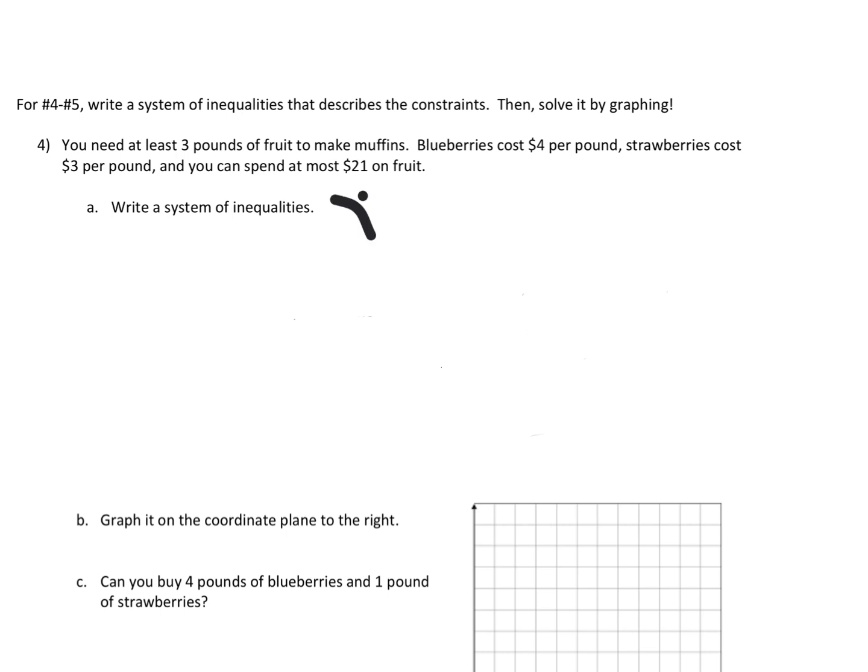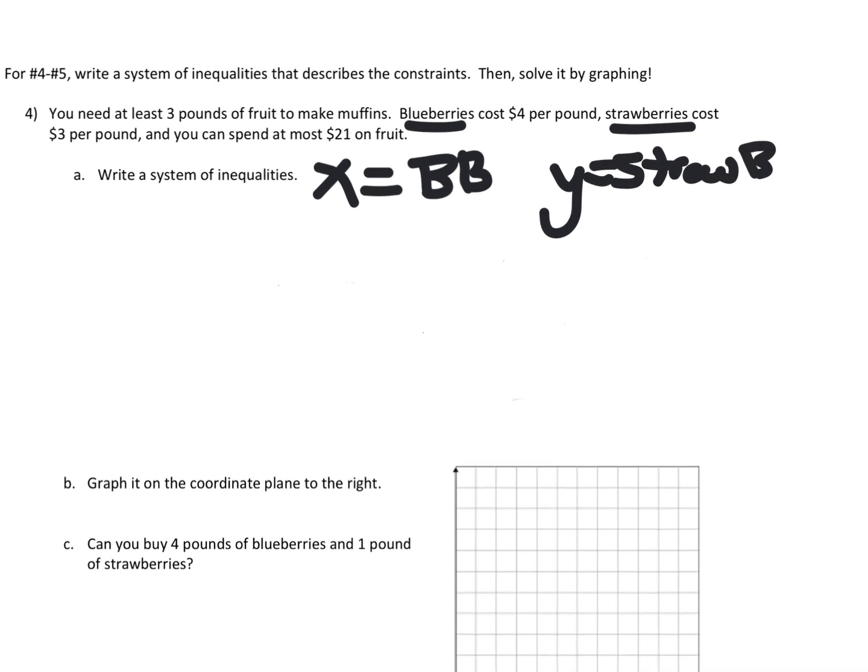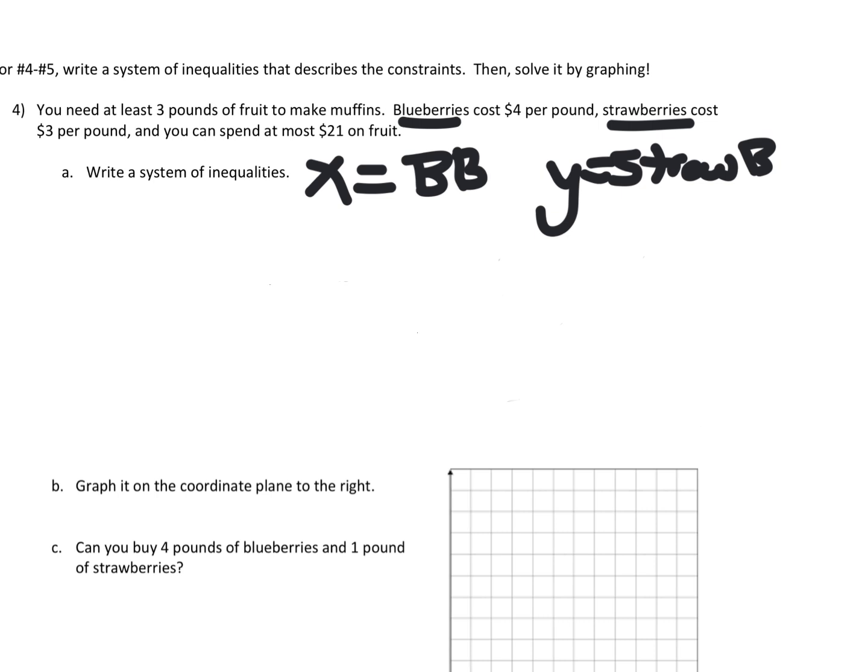Personally, X is the first thing they tell me, and it seems like they're repeating blueberries and strawberries. That feels like the two key things. So I'm going to make the first one blueberries, this is going to be BB. And Y is going to be strawberries, straw B. Blueberries, strawberries. Now can you make the equations?